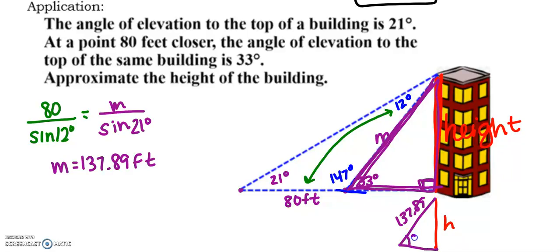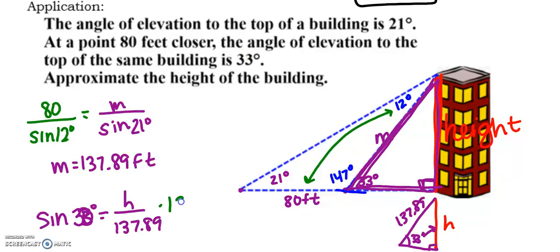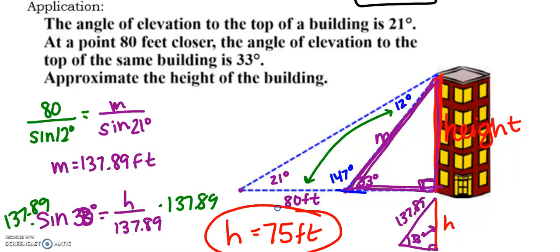And I know that this angle down here is 33. Well, what relates the opposite side with the hypotenuse? That's just regular old SOHCAHTOA. Sine of 33, I don't know why I just wrote 30, is equal to h over 137.89. So I get h by itself. I'm just going to multiply real quick by 137.89 on both sides. And I end up that h is equal to 75 feet.